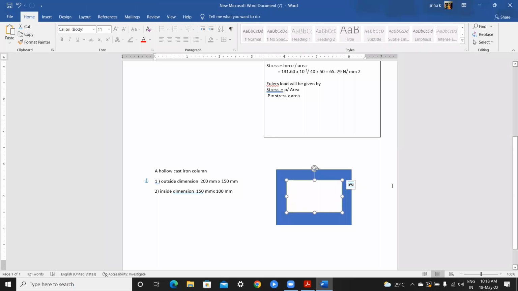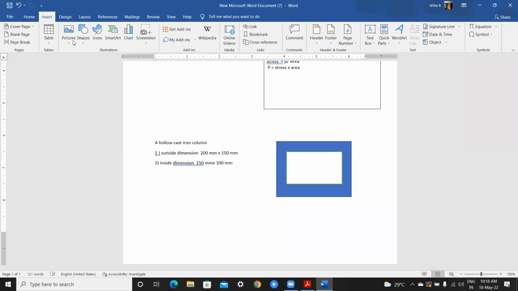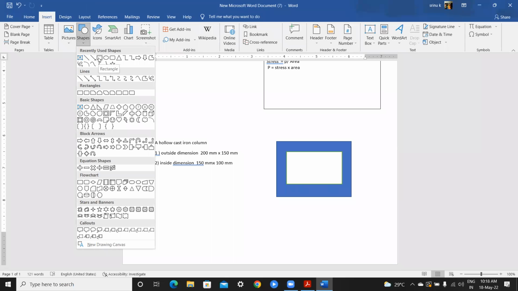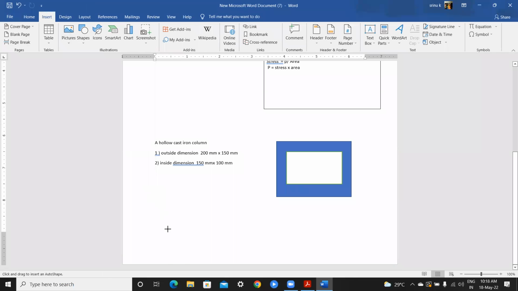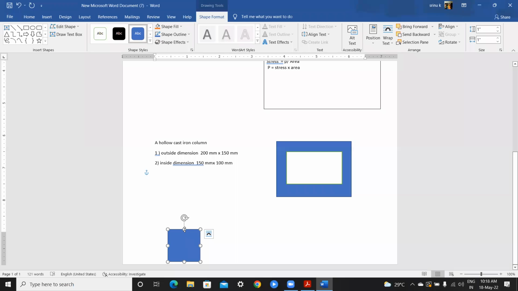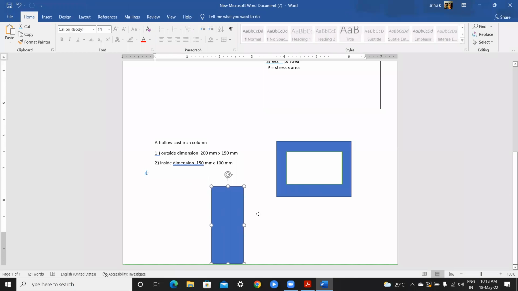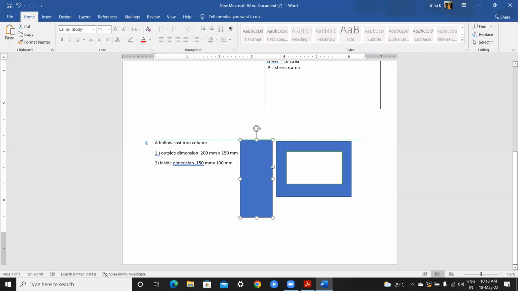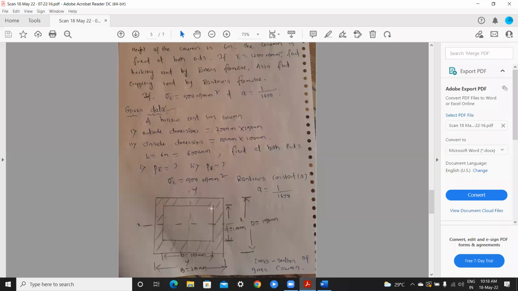So this is the cross section of the column. Outside dimension is 200 into 150 here, and inside dimension is 150 mm into 100 mm, and the total length, I will draw here again. Total length is 6 meter. So fixed at both ends. Here sigma is equal to 500 Newton per mm square and the Rankine constant they already gave.